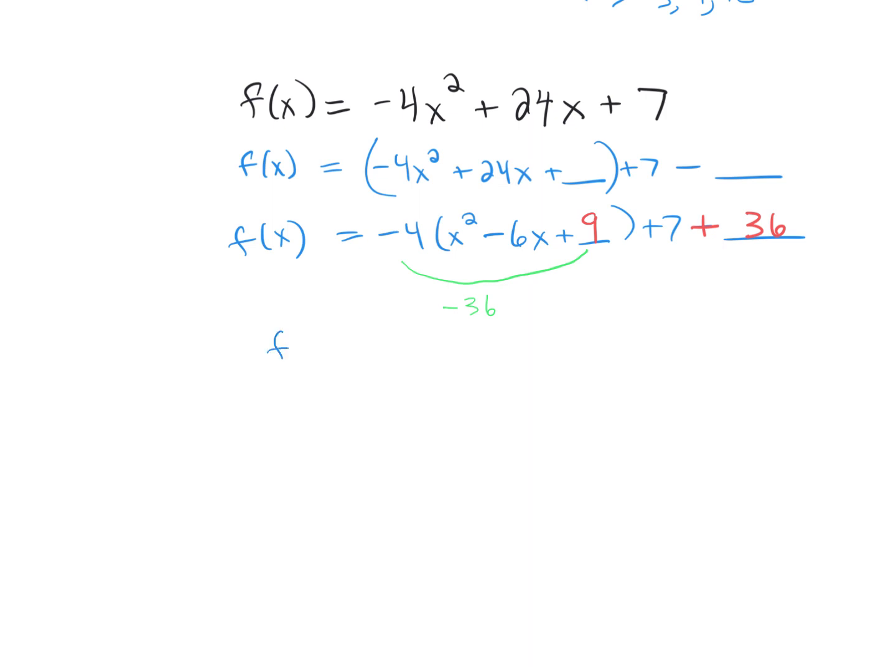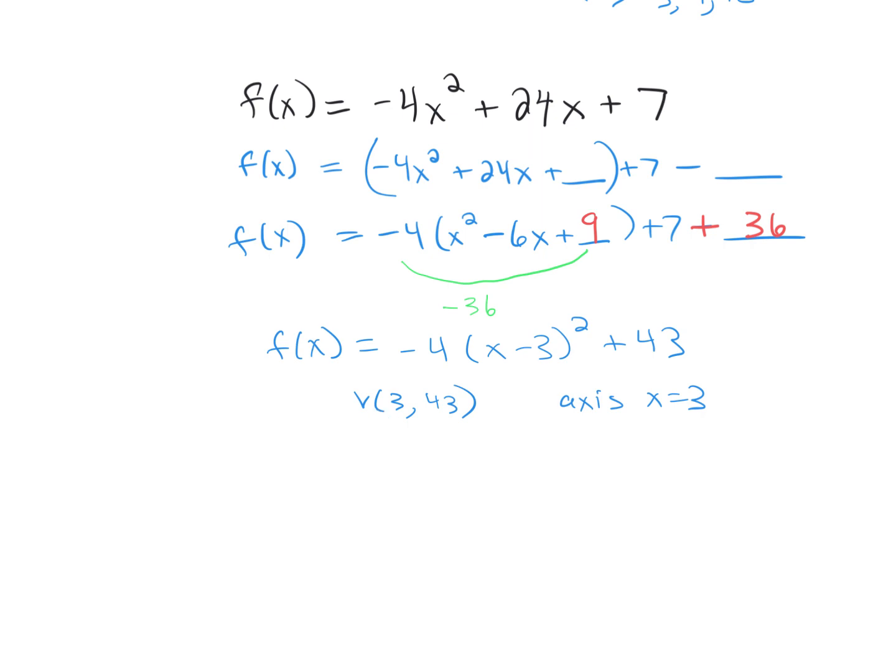I have f at x equals negative 4, factor, quantity squared, and then plus 43. So in this case, my vertex is 3, 43. My axis is x equals 3 because it has to go through here.